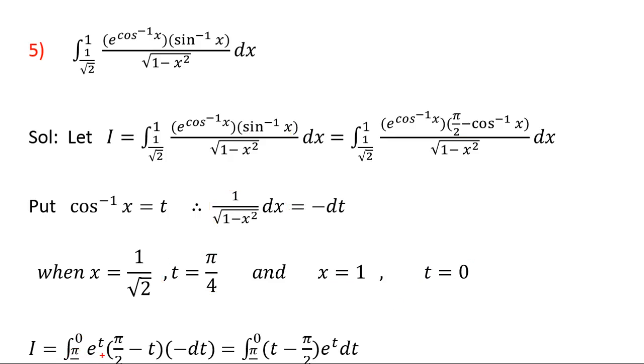And with these limits, we rewrite this problem: e raised to cos inverse x means e raised to t. This pi by 2 stays as it is, and minus cos inverse x, for that cos inverse x we write t. And the value of dx upon root 1 minus x square is minus dt. I have used this minus sign to interchange this pi by 2 and t, so I have changed them.